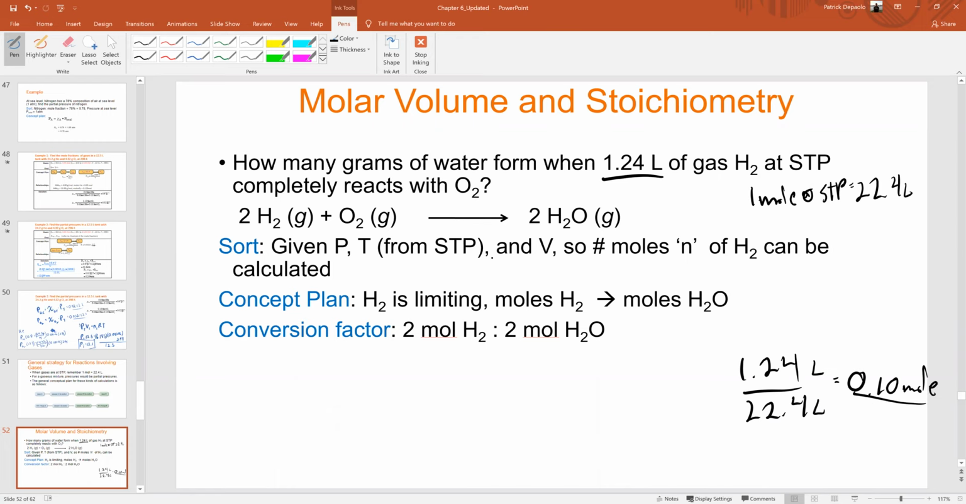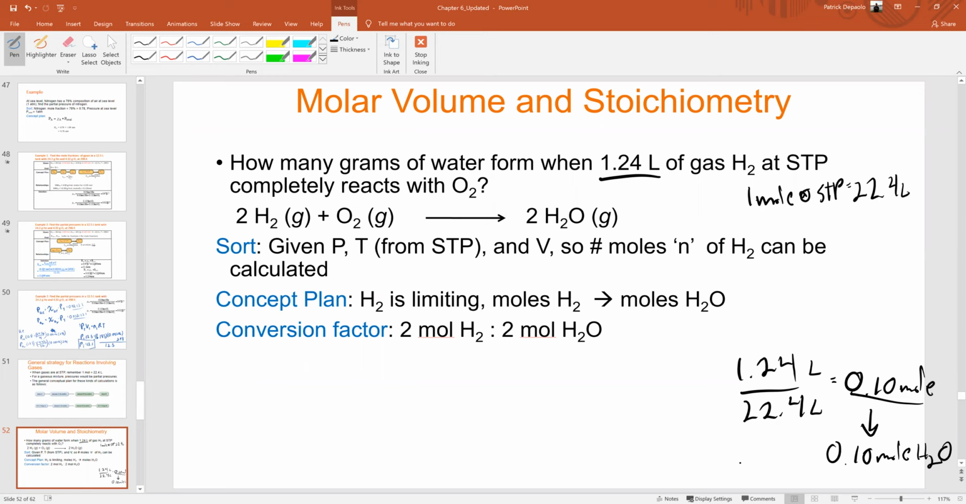Now, using that, we look at the balanced reaction, which says 2 moles of H2 create 2 moles of water. It's asking for how many grams of water. So 0.1 moles of H2 make 0.1 moles of water. Multiply that by 18, and you get 1.8 grams of H2O, approximately. Does that make sense, how you can tie the molar gas stuff to stoichiometry and different questions with reactions? If you have any questions, please let me know.